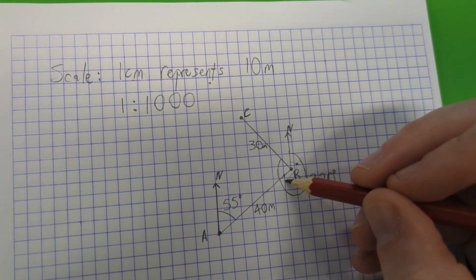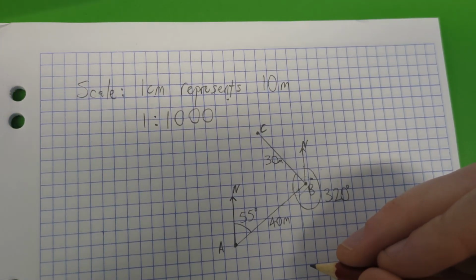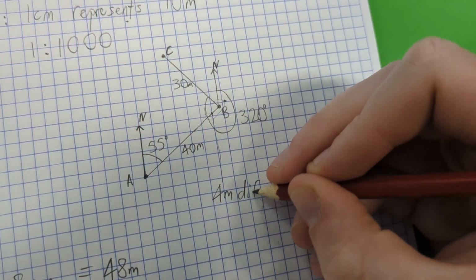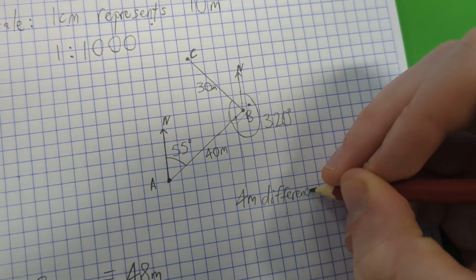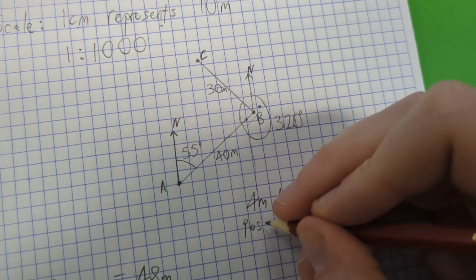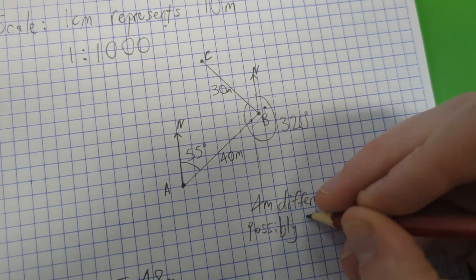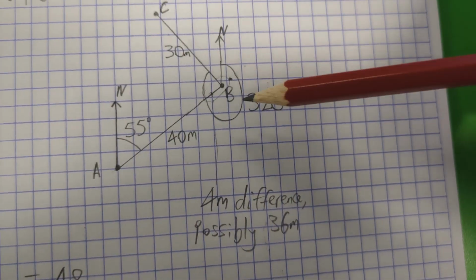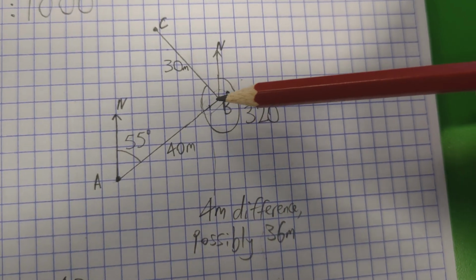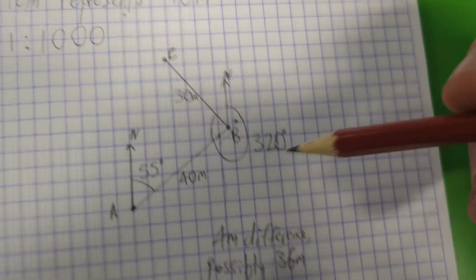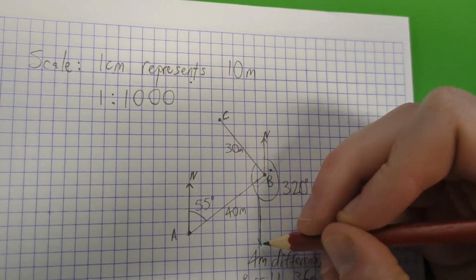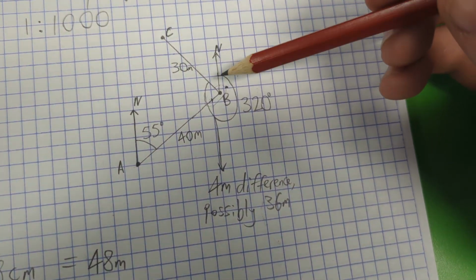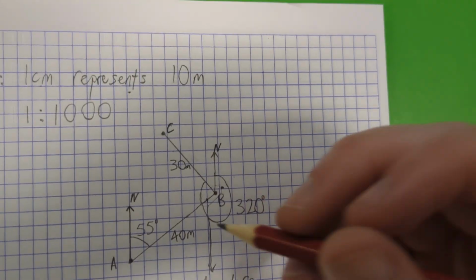So you could do this little circle. You could write like 4 meters difference. So I've done a little circle here. These 2 dots I'm referring to, I've done a little line. And I said 4 meter difference, possibly 36 meters. So you might run 36 meters. Let's do the same for the other 2.